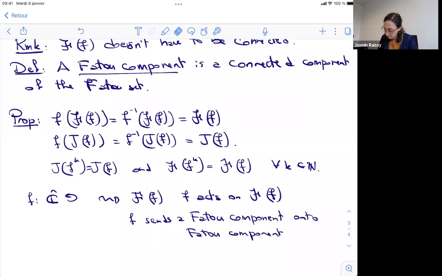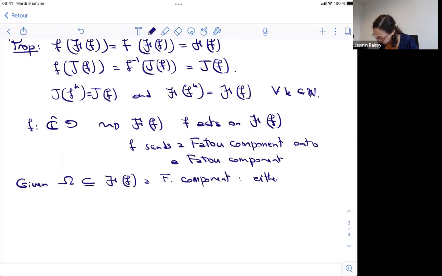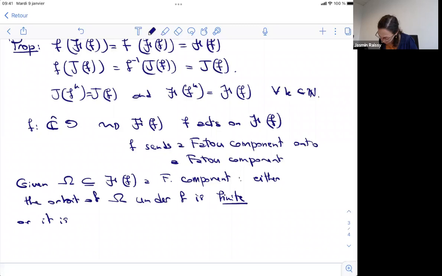And so, we have two kinds of things. Given omega, a Fatou component, either the orbit of omega under F is finite, or it is infinite. So what happens when it is finite?